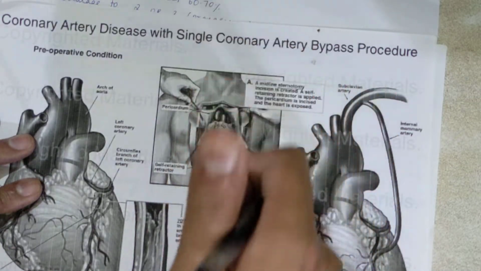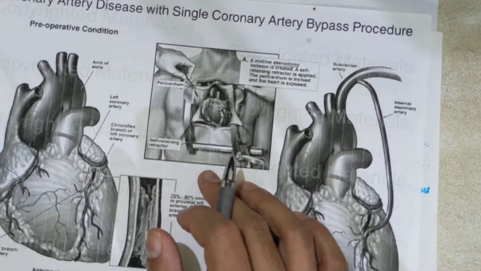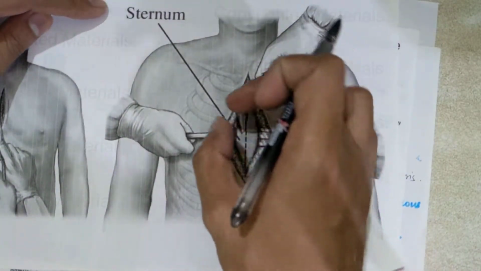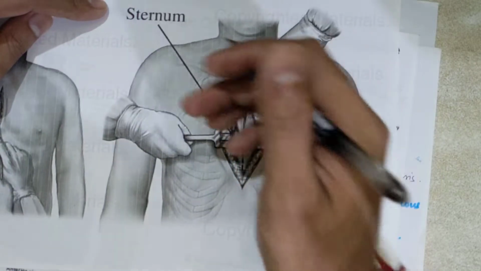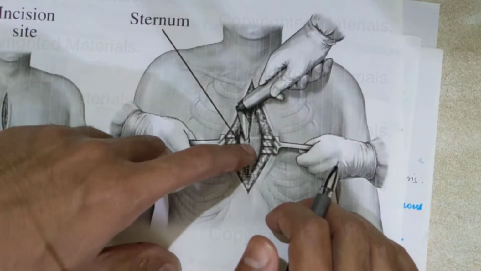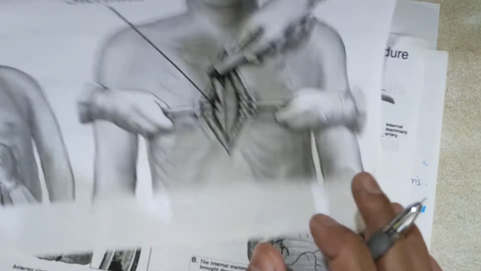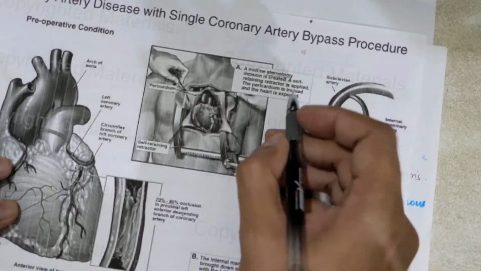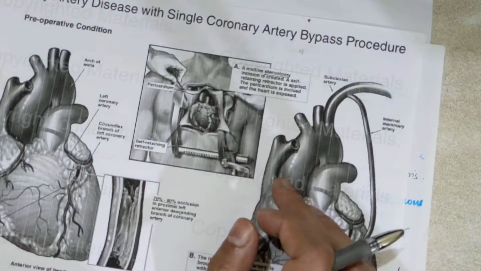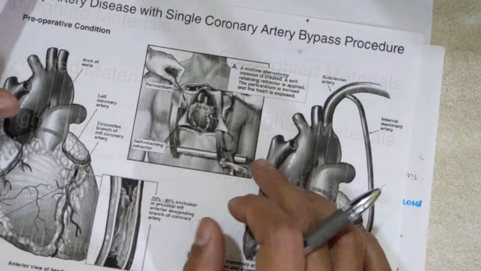An incision is done, the scalpel is used to cut. In this diagram you can see the scalpel, and then we retract. This is a retractor, so we retract the skin and fascias. We do the sternotomy, the sternum is opened with a self-retaining retractor, the pericardium is opened, and the heart is exposed, and after that we are able to see the heart and the vessels.